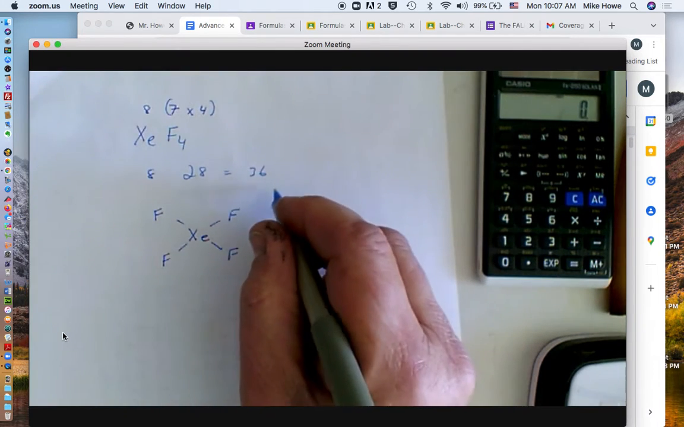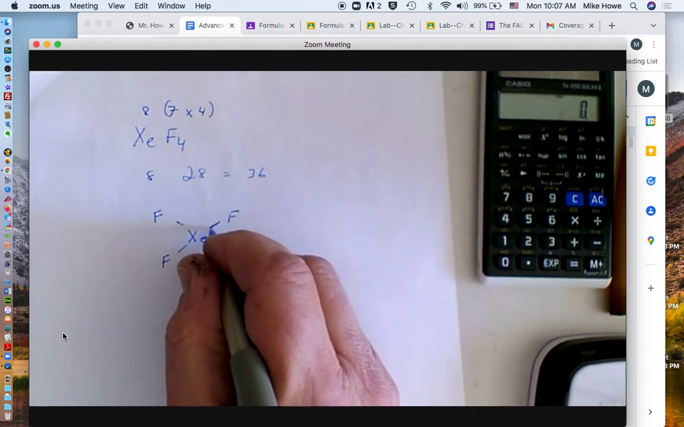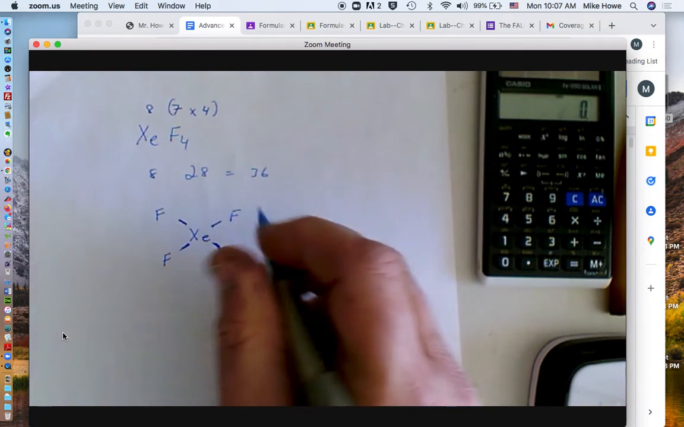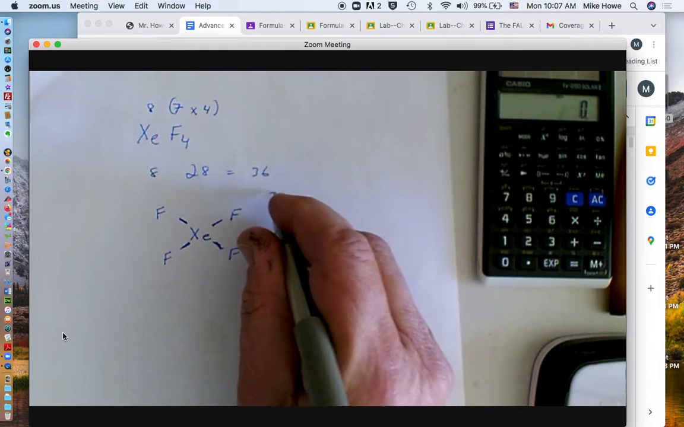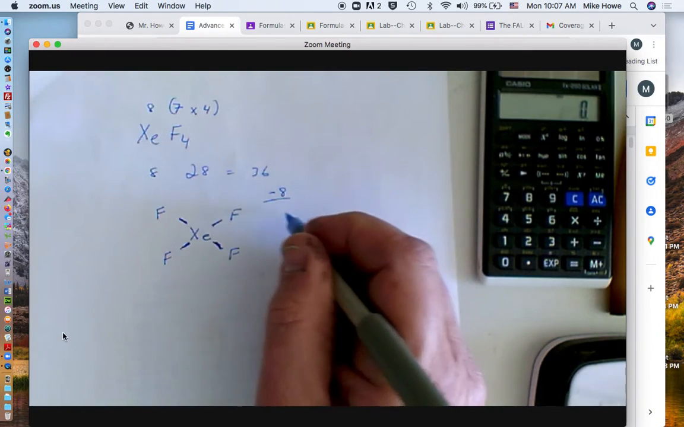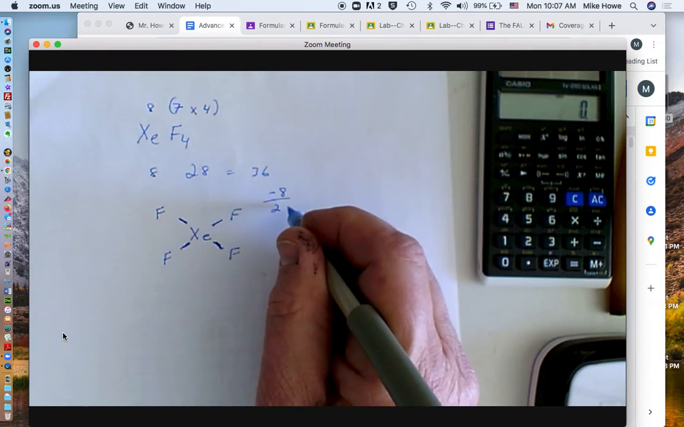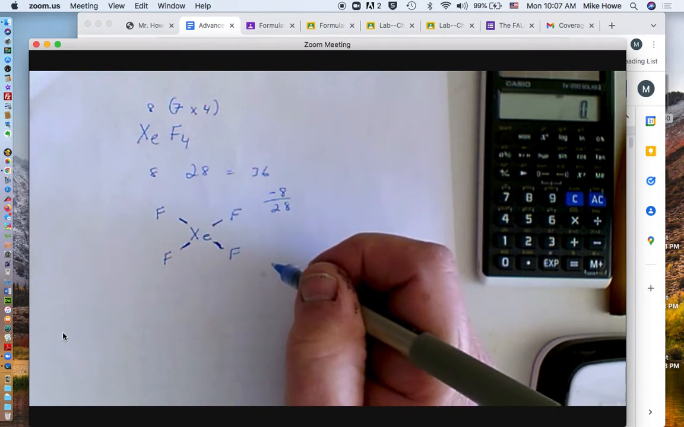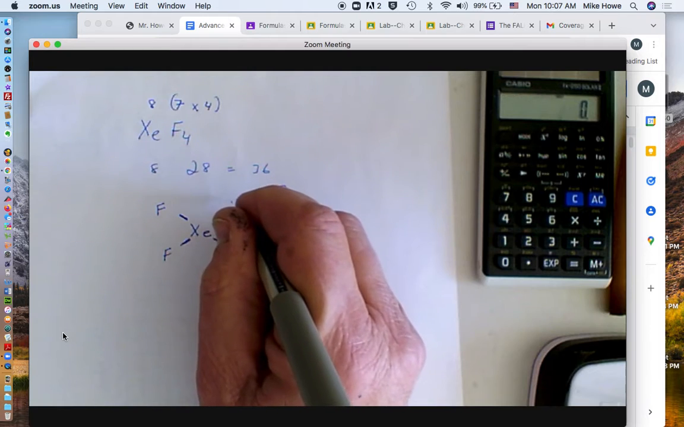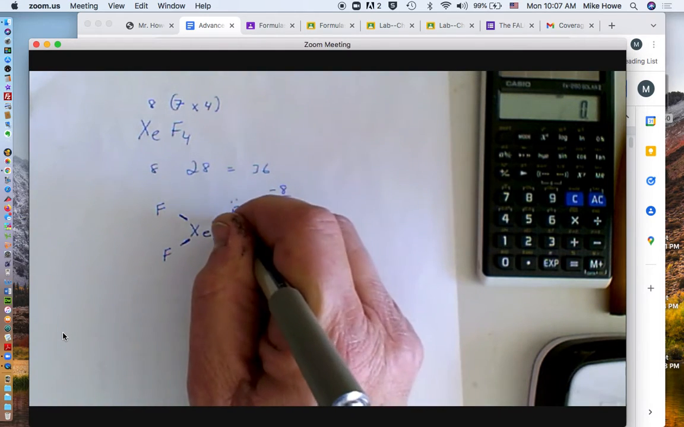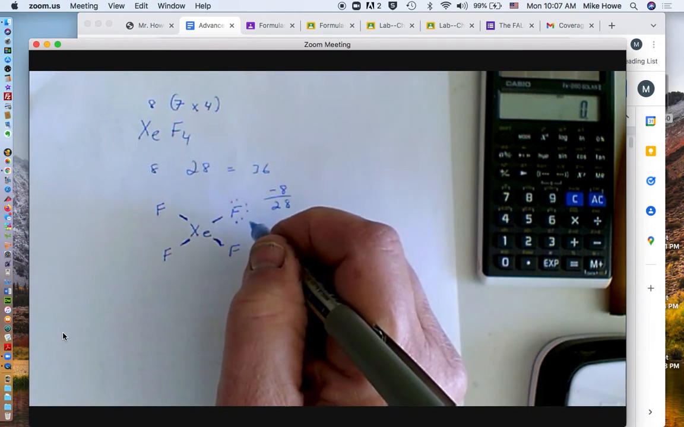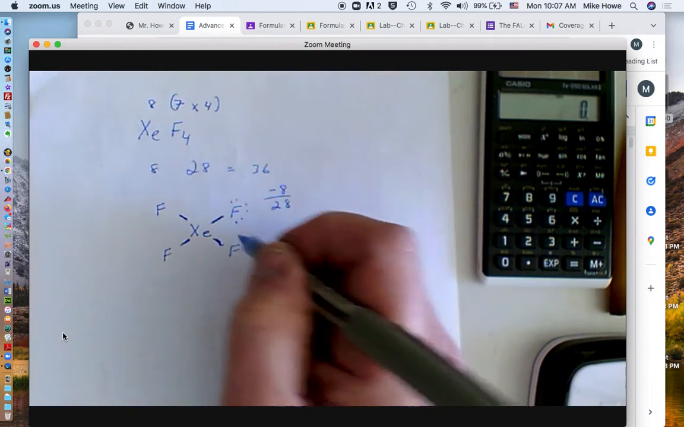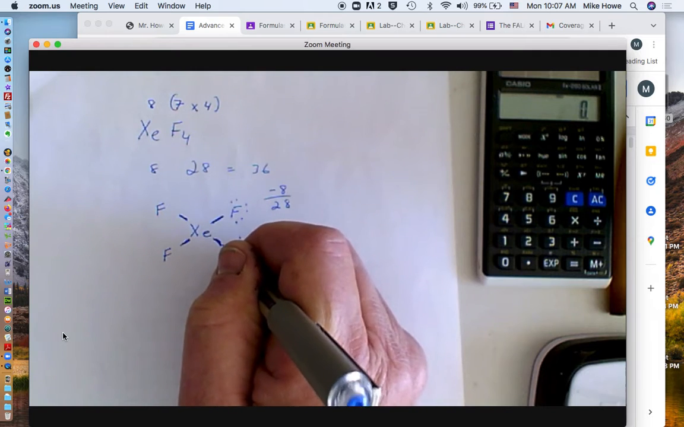So of the 36 valence electrons, since each line counts for 2 electrons, there are 4 lines, which is 8 electrons. So I'm going to take away the 8 electrons that we have in the picture already, which gives us 28 valence electrons to put in our picture. So if I put 1, 2, 3, 4, 5, 6 valence electrons around that fluorine, that gives me 8 around it because there already were 2 given by this line. Same thing here.